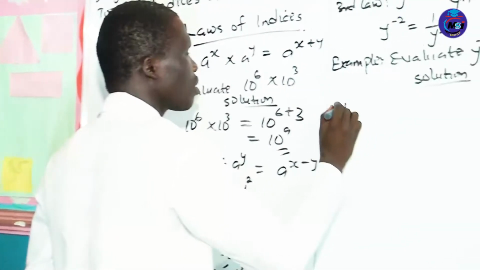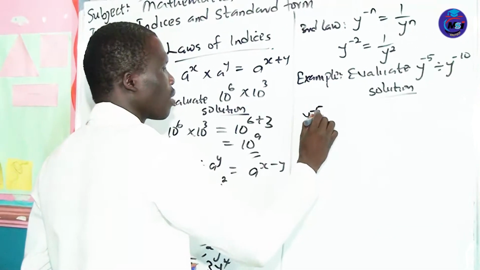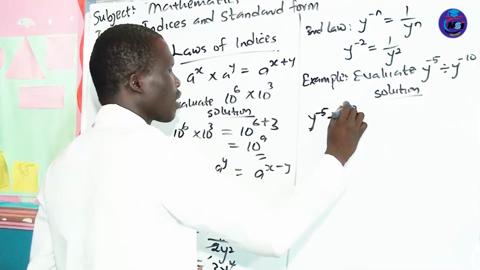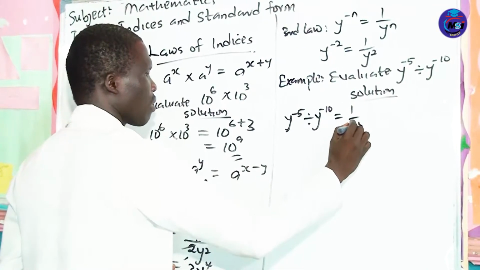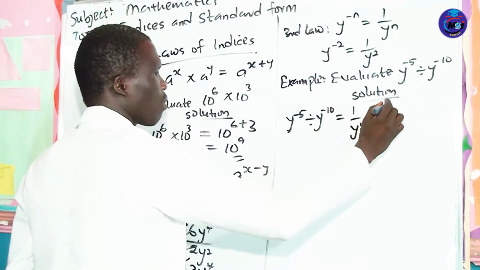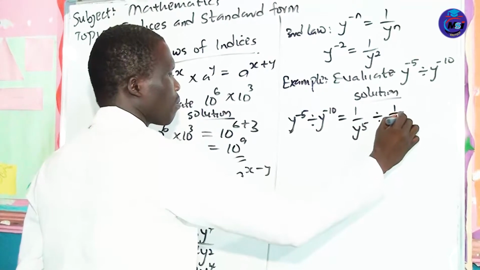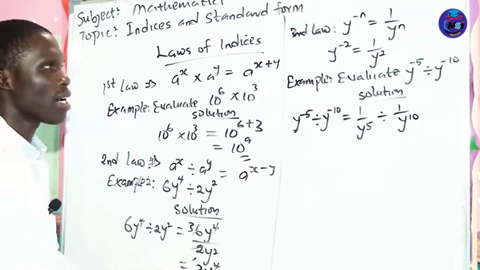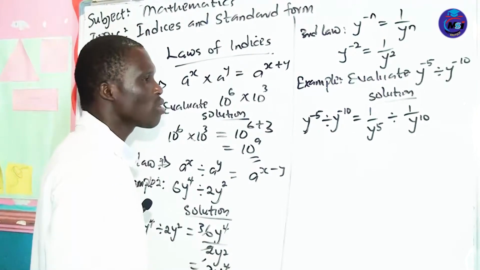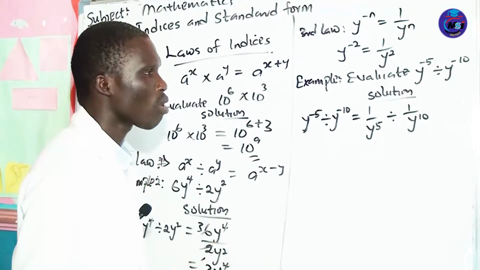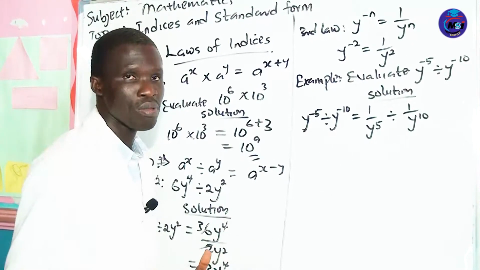This will give us 1 over y raised to power 5 divided by 1 over y raised to power 10. Remember, we are applying this law. Now what we are going to do now is what we call the law of reciprocal.